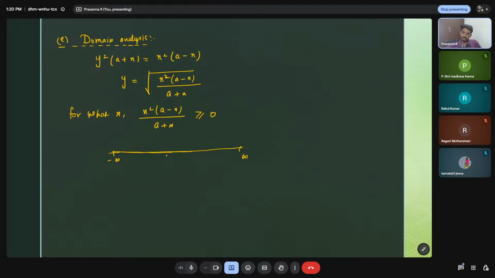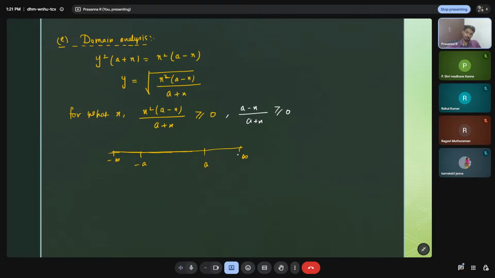So the zeros are 0, a and minus a, right? Now we need to check whether it is positive or not. This x square is always positive, right? So we don't need this actually, because this is always positive. So this depends upon a minus x by a plus x being greater than or equal to 0.